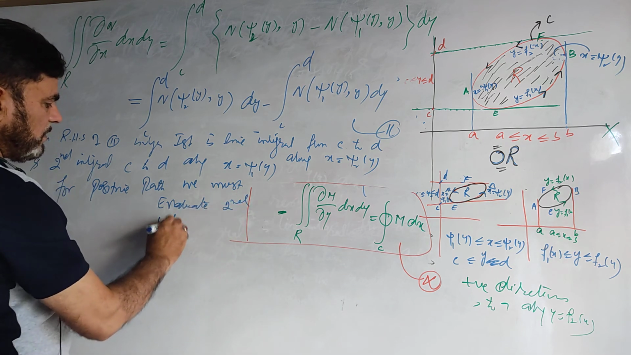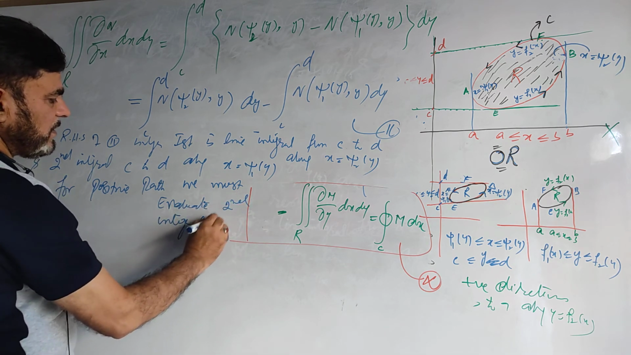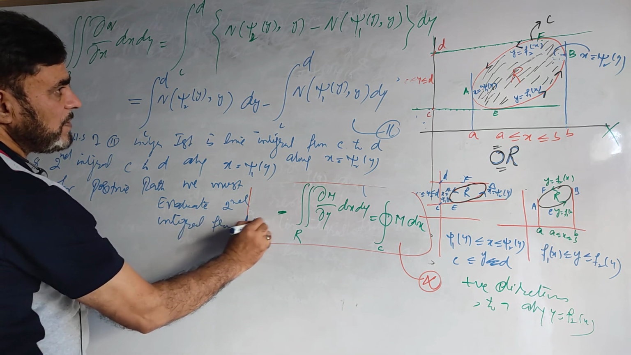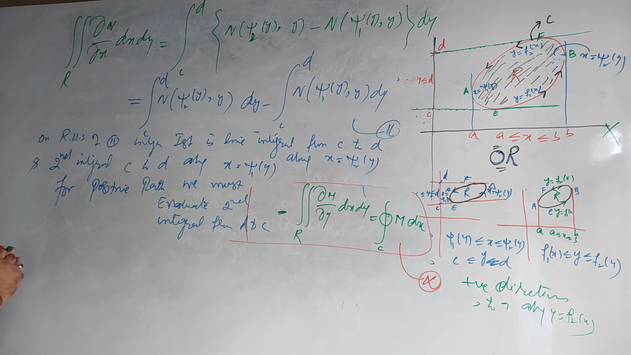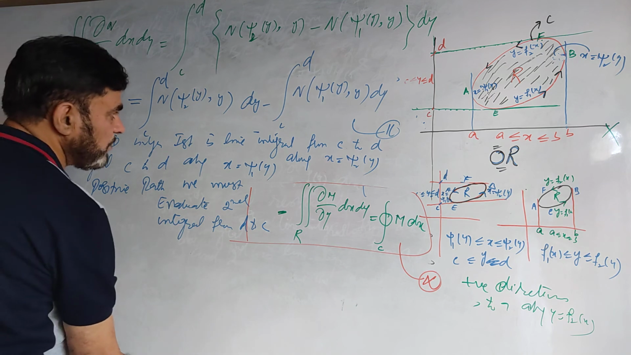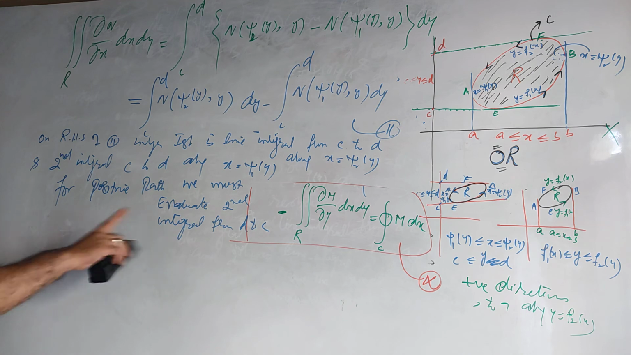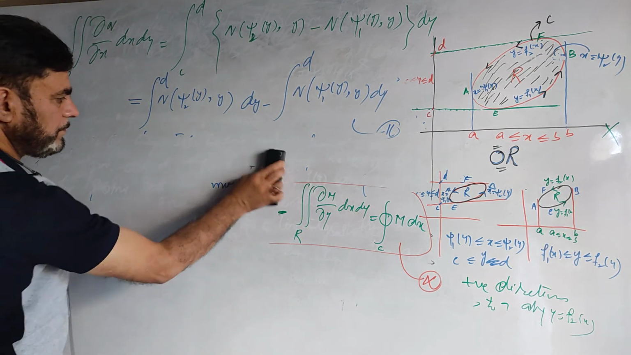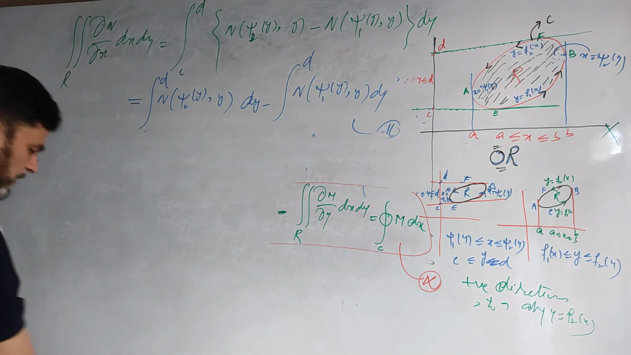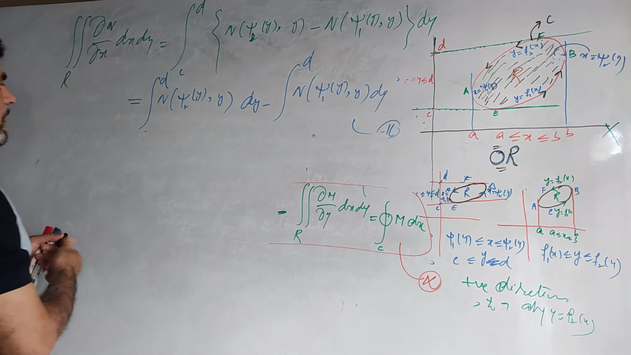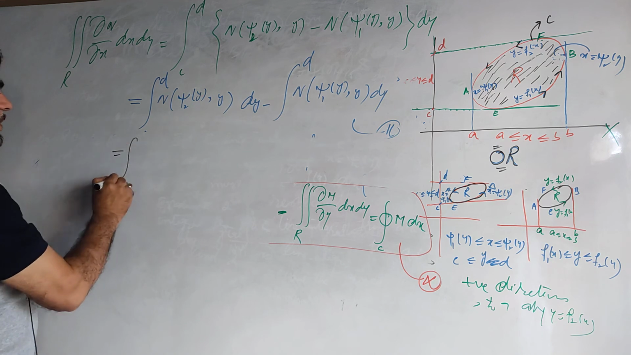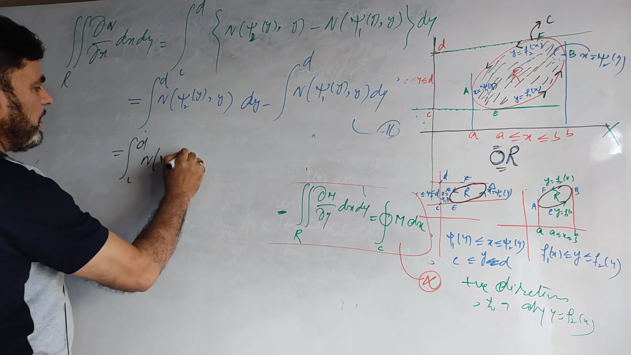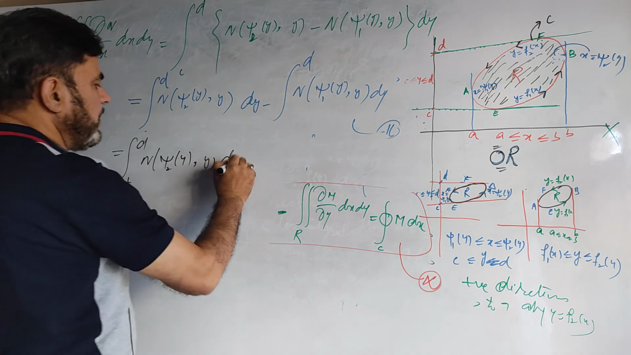the second integral from not C to D, but D to C. D to C we should go. So according to this, what is this? I will rub it. So I should go this way now. This is, for the positive part, it is okay. C to D and psi 2 y, y, dy.